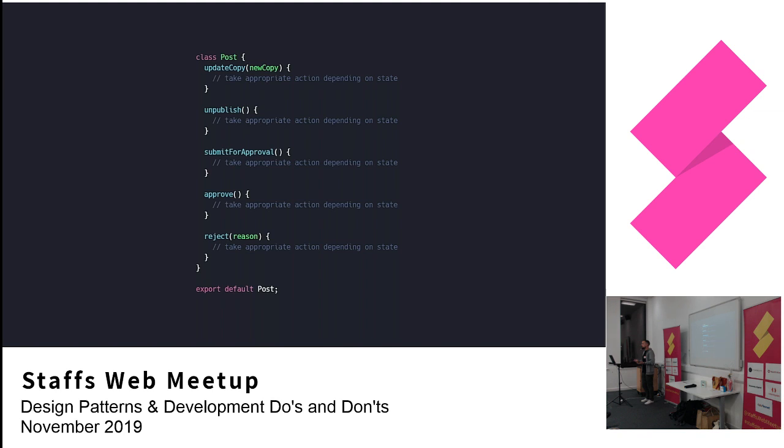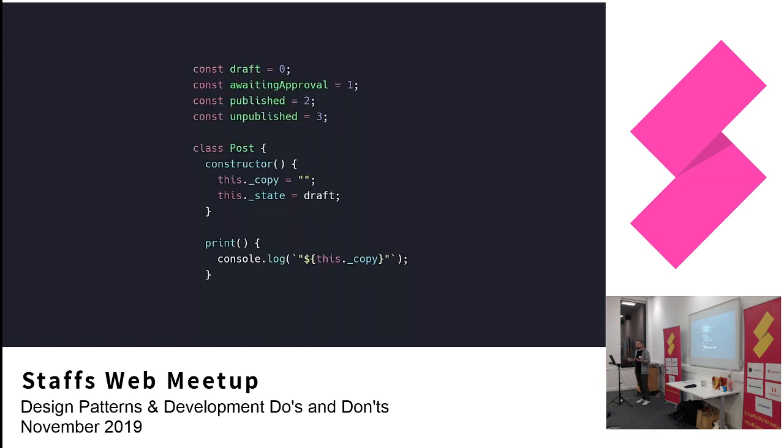So maybe we can update the copy of the post. Maybe we can unpublish it if it's been published. Maybe it goes through some kind of workflow, so it has to be approved by a moderator or something like that, and then it can be accepted or rejected. And then there are also maybe some rules around it. Maybe we can't edit the copy once it's been submitted for approval. Once we've submitted it, we can't change it. So we're going to have to take different action depending on what state we're in inside of these methods. So one way we could do that as a first stab, maybe we could try something like this.